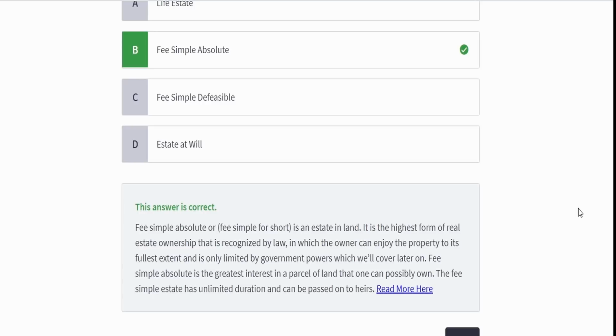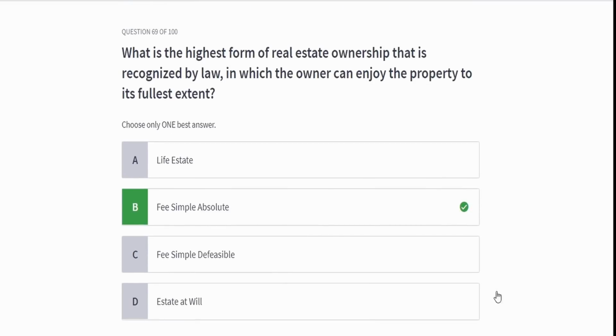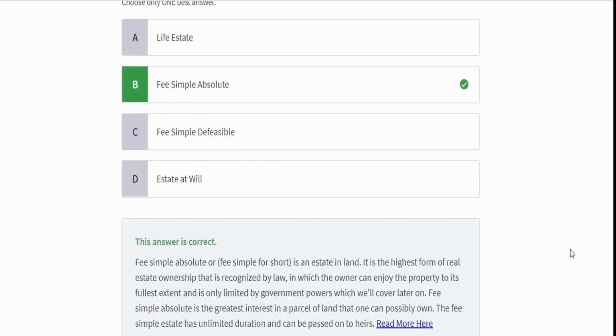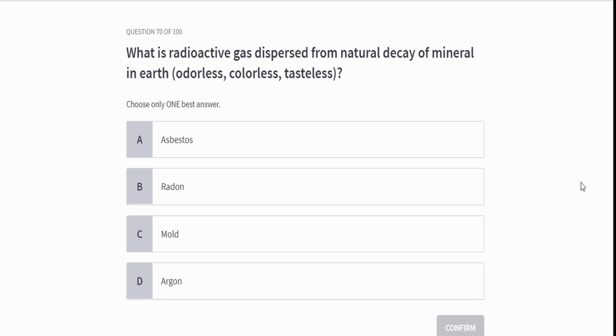Now, this is like the number one thing. It is so strong, it's only limited by government powers, which, if we haven't talked about yet, we'll cover later on. But fee simple absolute is the greatest interest in the parcel of land that one could possibly own. The fee simple estate has unlimited duration and can be passed on to heirs. So yes, highest form, think fee simple absolute. Think absolute. It is the number one. Absolutely number one. All right, next one, 70.